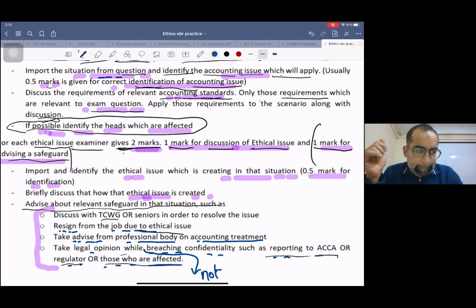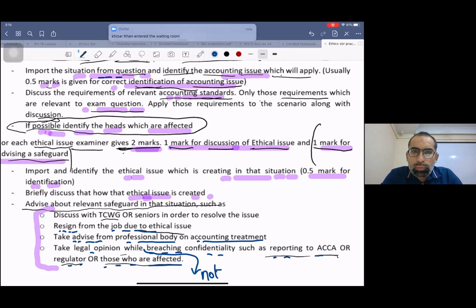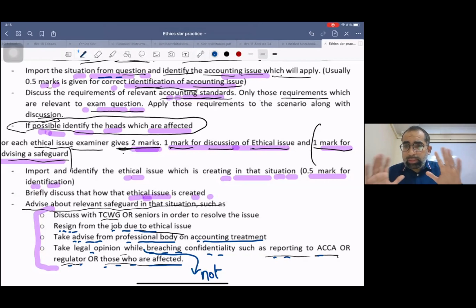Now let's move towards the past paper. Be very careful, these are very scoring marks, and try to get the objective of these classes. Listen, the objective of these revision days is to give you confidence.